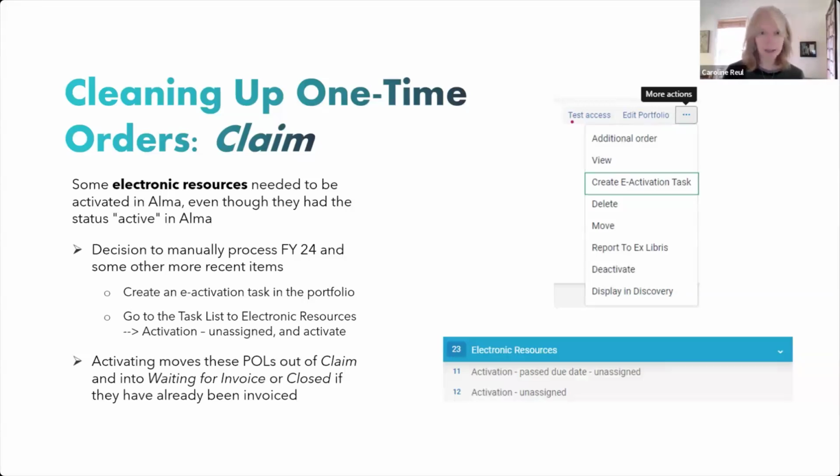They had a green dot, and there was no way to get them out of claim except to create an e-activation task, which you can see on the graphic there. That's from the portfolio. So you go to the portfolio, more actions, create an e-activation task, then you can go to the task list and activate from there, and that moves them out of this claim stage.